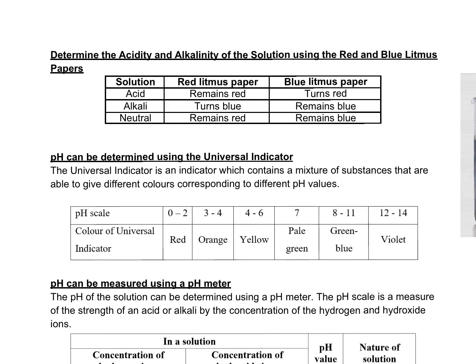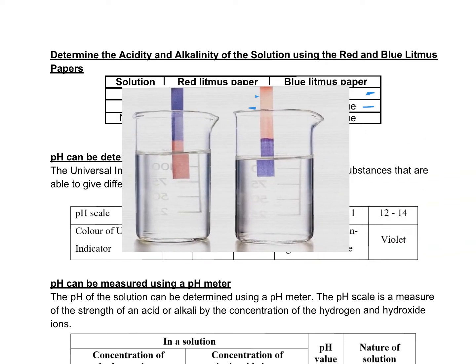Now, how do we use red litmus paper and blue litmus paper to test for the acidity or alkalinity of the solution? If the solution is acid, its acidity will cause the blue litmus paper to turn red, but the red litmus paper will remain red. If it's an alkaline, it will cause the red litmus paper to turn blue and the blue litmus paper to remain as blue. Okay, so this is a picture of the litmus test.